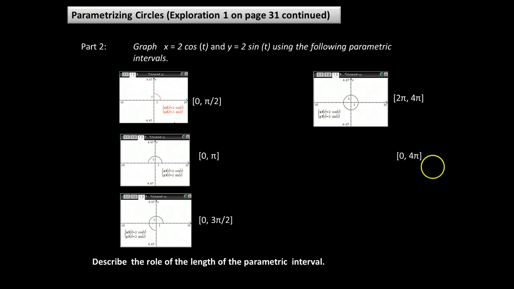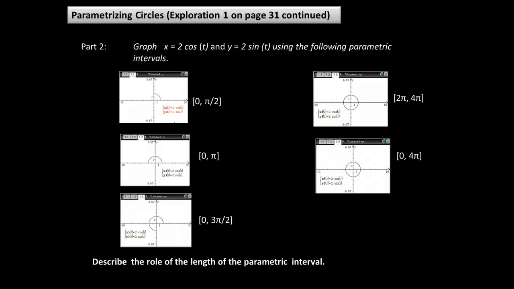And then lastly, we're going to graph from 0 to 4 pi, and you see we get the same exact thing as what we did from 2 pi to 4 pi. So what essentially has happened is this has simply traced the circle again. So the first one, although you can't tell any difference in the graph, only makes one copy of the circle. The second one actually copies that circle twice.